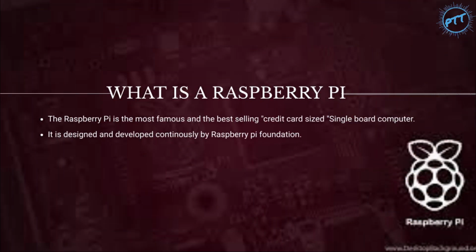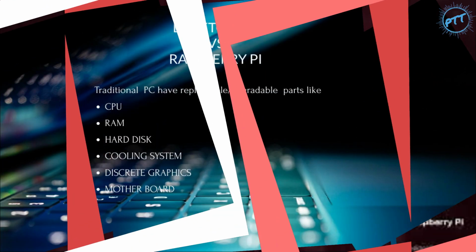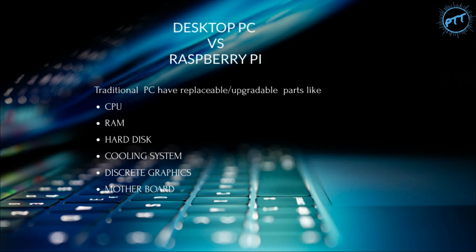The Raspberry Pi is a series of small single-board computers developed in the United Kingdom by the Raspberry Pi Foundation in association with Broadcom. It is a very affordable mini computer which is used by enthusiasts and industry specialists for developing their projects. Now, let us see some differences between a traditional desktop PC and a Raspberry Pi.